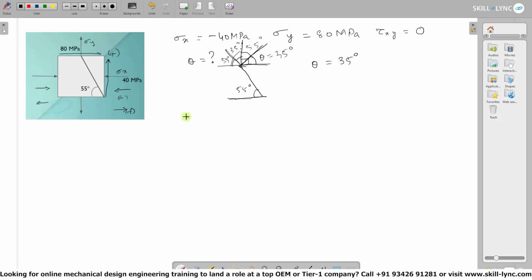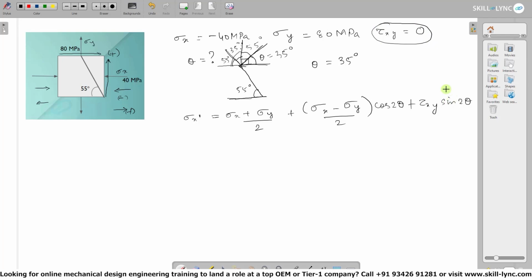Now, we'll have to figure out the new stresses. So, first, we'll go ahead and directly write the formula for sigma x dash, which is (sigma x plus sigma y) by 2 plus (sigma x minus sigma y) by 2 into cos 2 theta plus tau xy into sine 2 theta. Now because tau xy is not given, or tau xy is basically 0, we can just equate that term to 0.